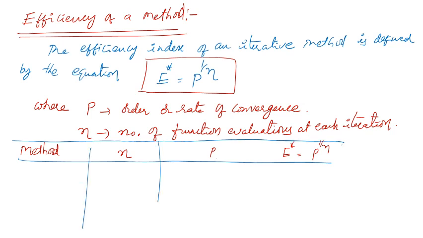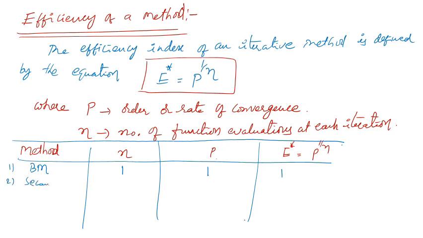Okay, let us see now what is the first method. Bisection method. How many function evaluations? Only one. What is the rate of convergence? 1. So this is 1.